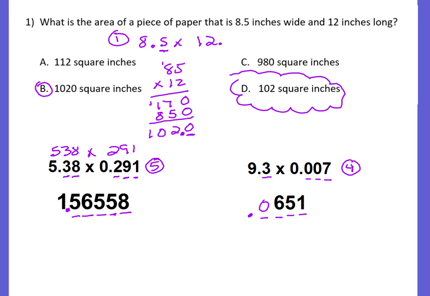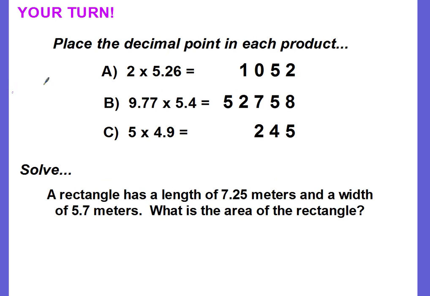You understand it more, and we're going to see if you do. On your own sheet of paper, you're going to work these example problems. Okay, for A, B, and C, you're just going to place the decimal point in the product. So the answers are here for you on the right side. You're just going to place the decimal point where it goes. And then you do have a word problem. You're going to go ahead and solve this. Once you're done, you'll bring me your paper and I will check it to see how you did.